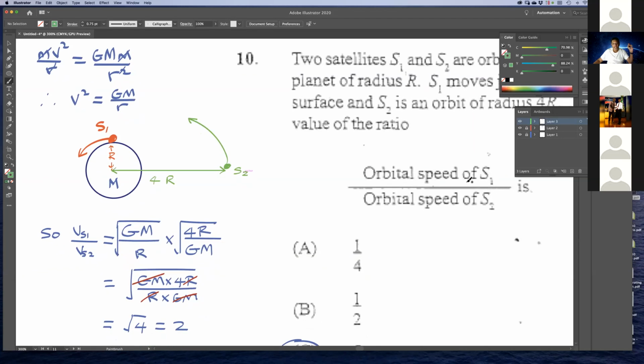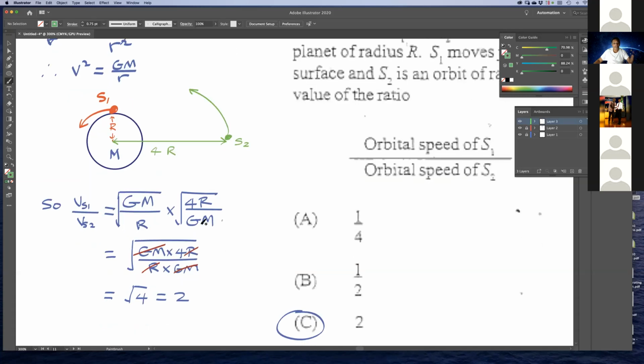So therefore, for S1, look at the equation. Vs1 is going to be the square root of GM over capital R. For S2, Vs2 would be the square root of GM over 4R. And because Vs2 is in the denominator here, I flip it and do a little bit of mathematical juggling. And I get that the ratio of orbital speed of S1 to S2 is 2.